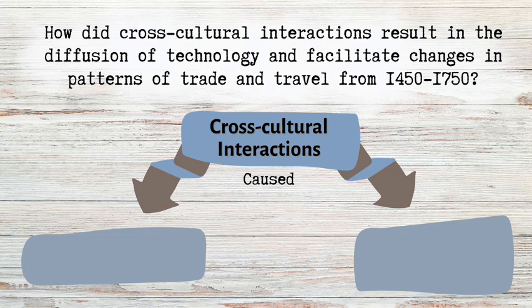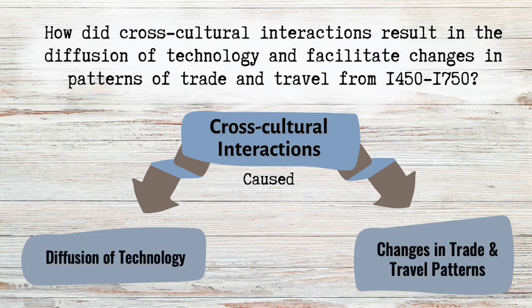So let's start with a learning objective question. You should be able to answer this question with relevant details after completing this topic. So, how did cross-cultural interactions result in the diffusion of technology and facilitate changes in patterns of trade and travel from 1450 to 1750?